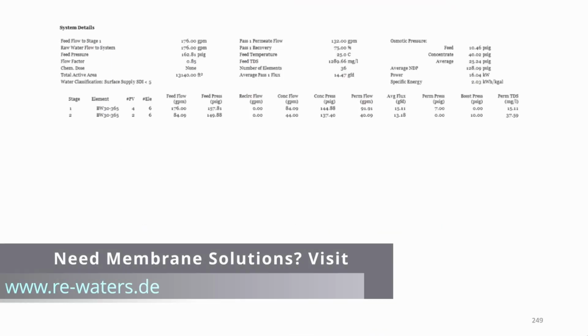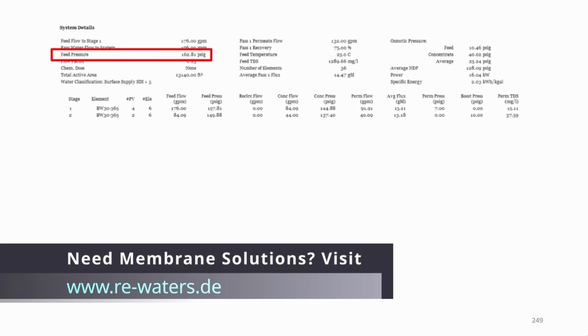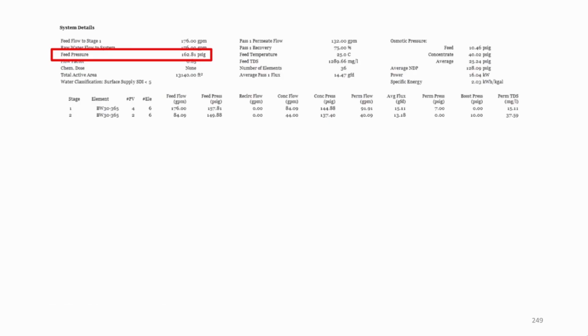The feed pressure for this design is 162.81 psi gauge. It means that if you want to use the BW30 365 element, you have to apply 162.81 psi gauge to produce this permeate with this condition.